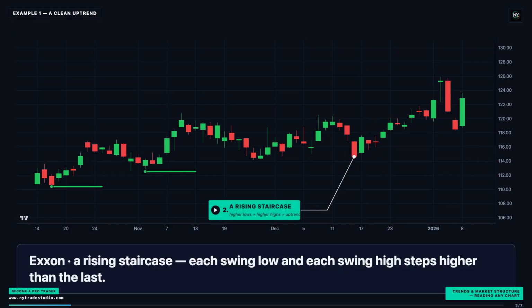When I connect the rising lows with a line, you can see the staircase plainly. It steps up and up and up. Higher highs and higher lows, the textbook definition of an uptrend, and now you can prove it on the chart instead of just feeling it. And the lesson is the simplest one in trading: when the staircase is climbing, you look to buy the dips. You trade with the structure, never against it.